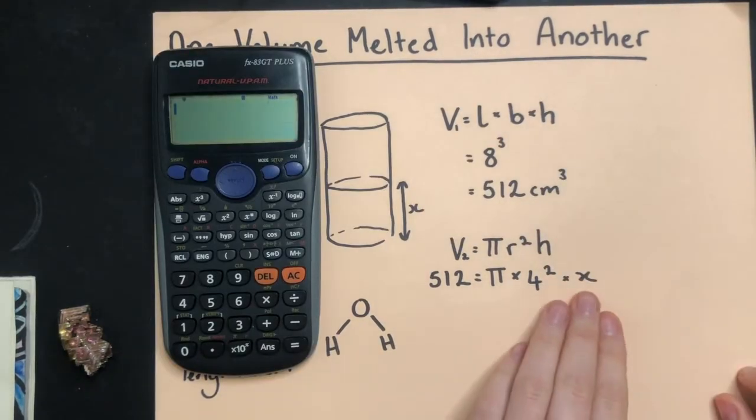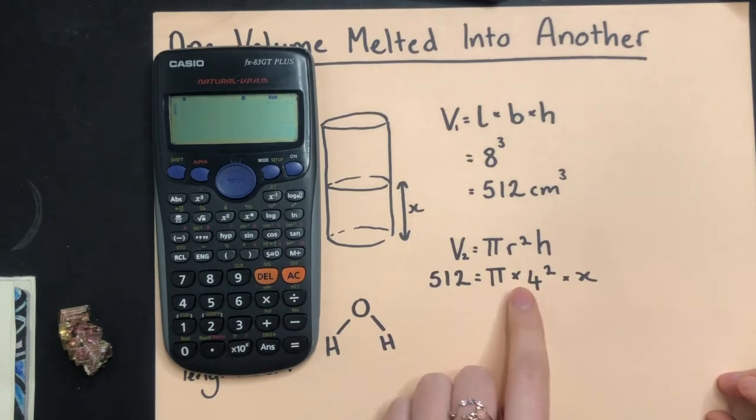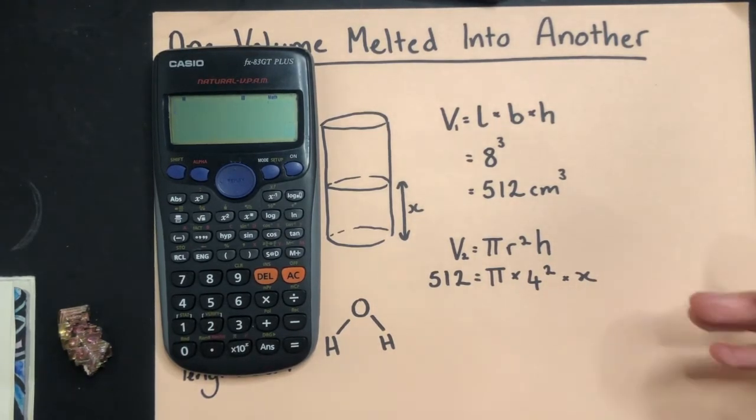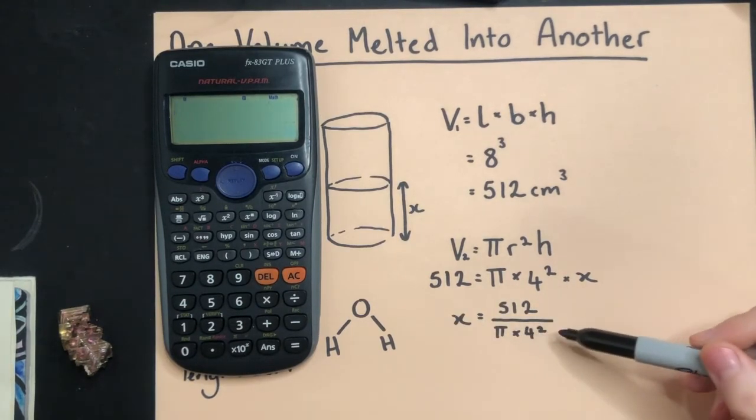Okay, so if I want to get x on its own, figure out what it is, I need to change the subject of the formula to x. What is happening to the x? It's being multiplied by pi times 4 squared. So to undo that, I'm going to divide by pi times 4 squared. So I want to make sure I'm dividing by all of pi times 4 squared.